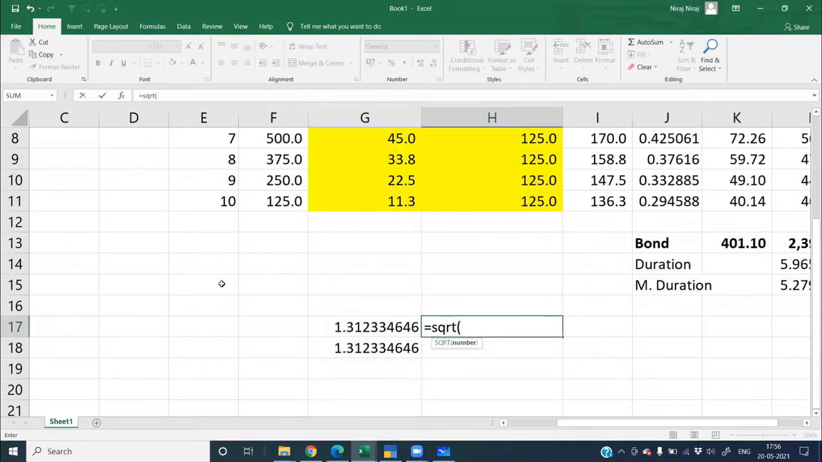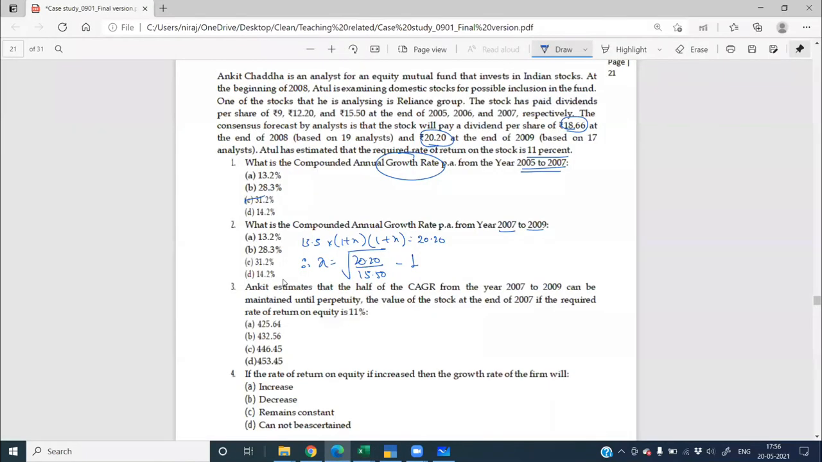SQRT of 20.20 divided by 15.50. So I will get 14.16%. But the answer that has been marked here is 14.2 because that is the nearest possible answer.